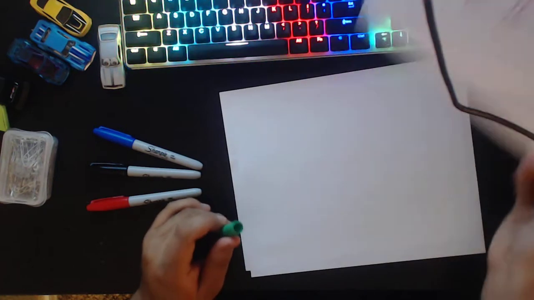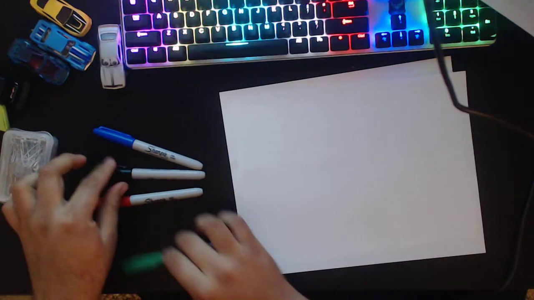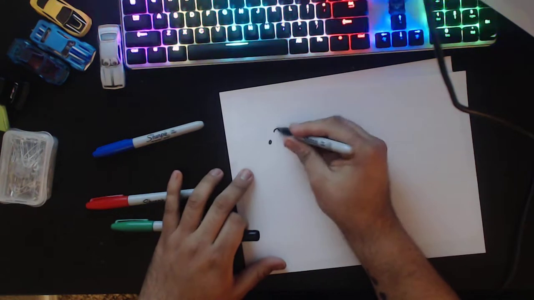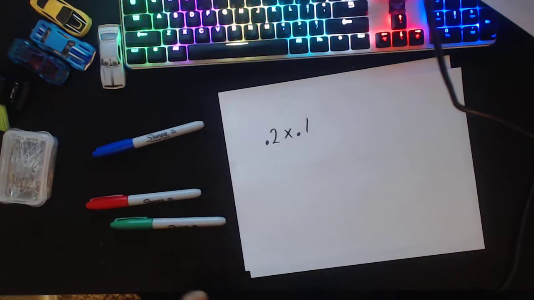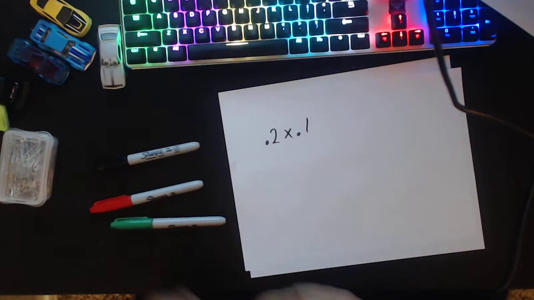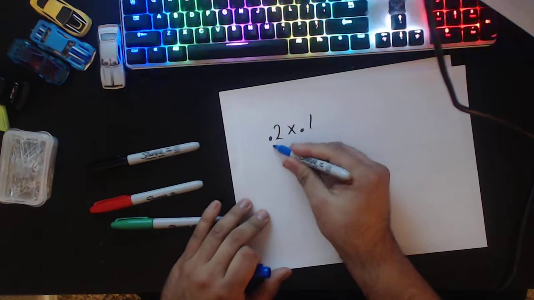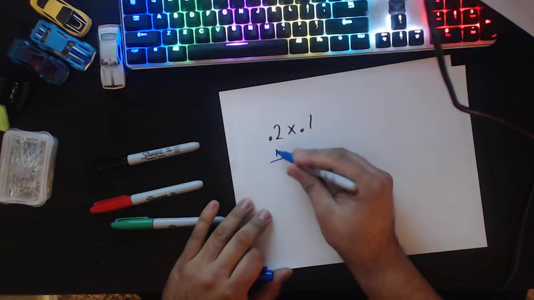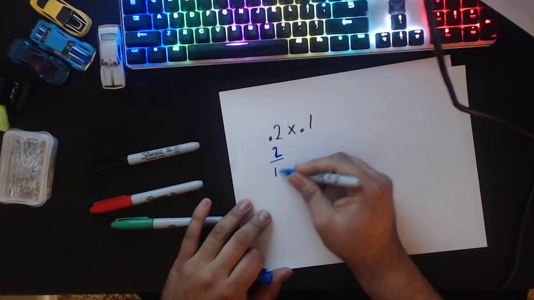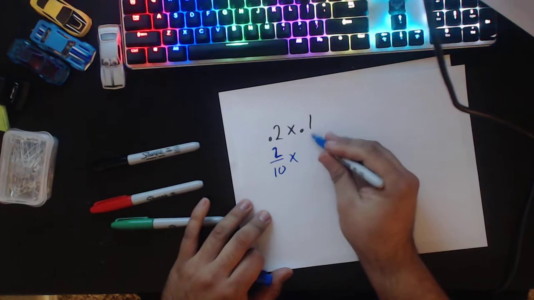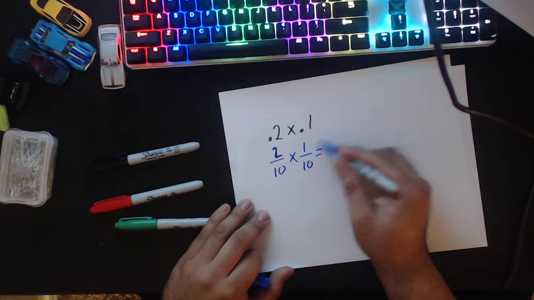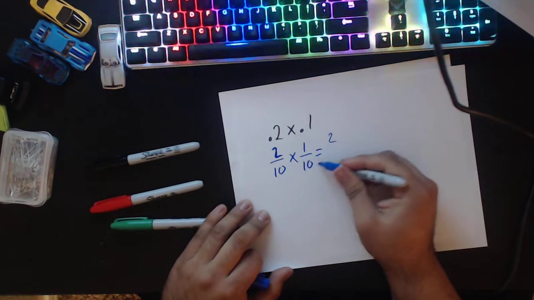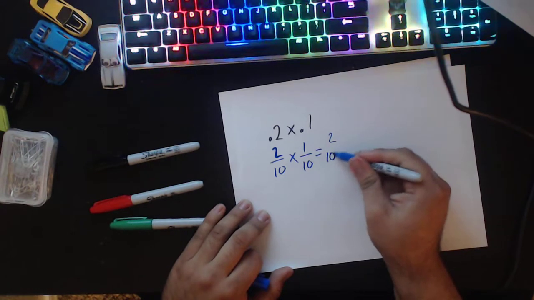Now, let's multiply a decimal by a decimal. A decimal such as .2 times .1. Before you solve this, I want you to convert them into fractions. So you know that .2 is 2 over 10, and .1 is 1/10, or 1 over 10. 2 times 1 is 2, and 10 times 10 is 100.